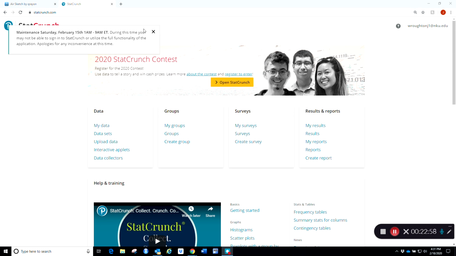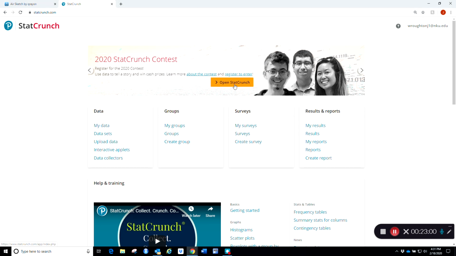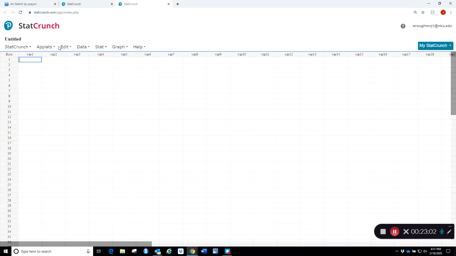So first, I'm just logged in to StatCrunch here, and I'm just going to open it. And then I'm just going to manually enter in my data, and I don't need to worry about it being in order. So I could just enter my original data before we actually sorted it. All right, so we have all of our 13 numbers there.